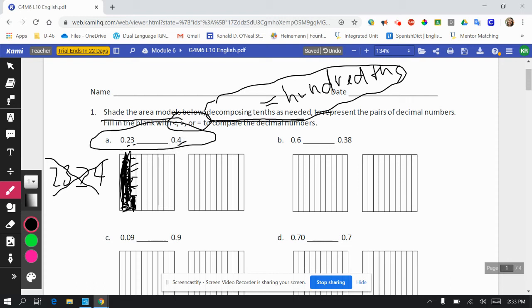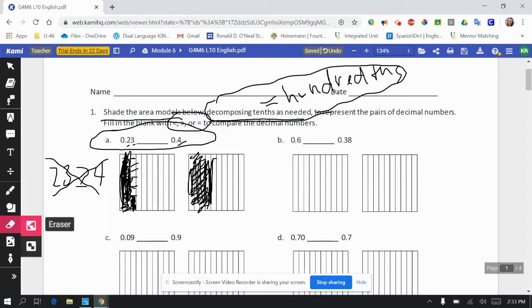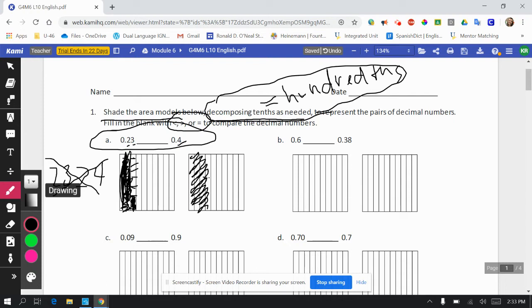Then 0.4, now we have 4 tenths. So 1, 2, 3, 4. I color in all 4 tenths. Okay. So there we have 4 tenths. I colored a little bit out of the lines. Let's see if I can erase. Will it erase? Oh, nope, it won't. Anyway, so another way to say 0.4 is 0.40, right? And so if I'm looking at 23 and 40, then the comparison is pretty obvious. Otherwise, I can look at the pictures. Using the pictures, it should also be pretty obvious.